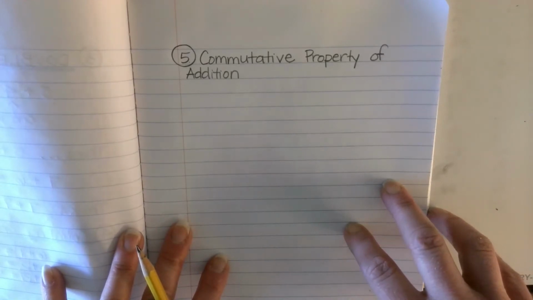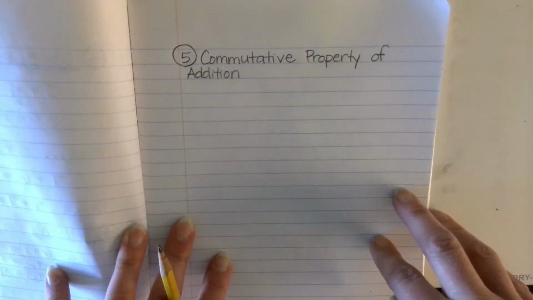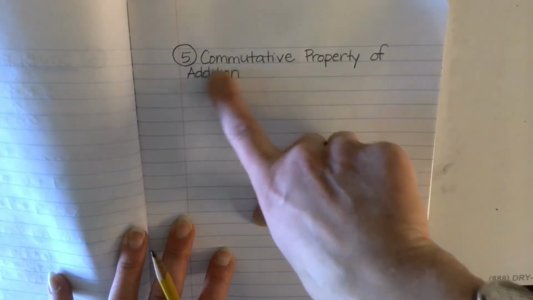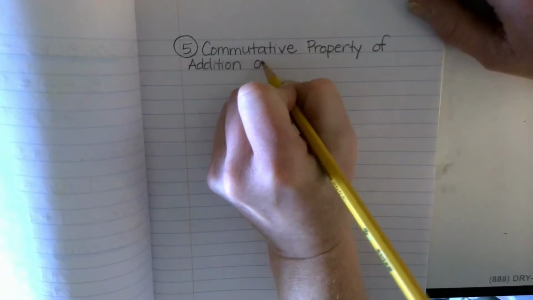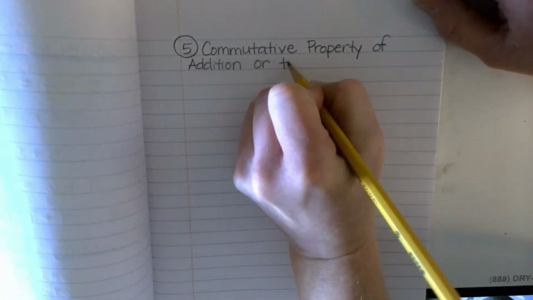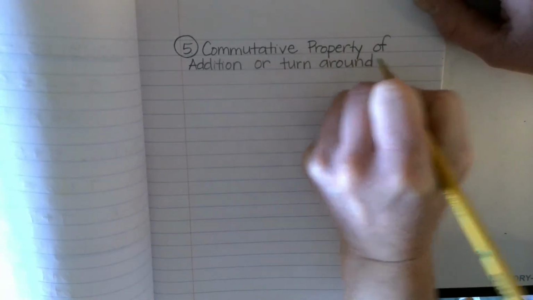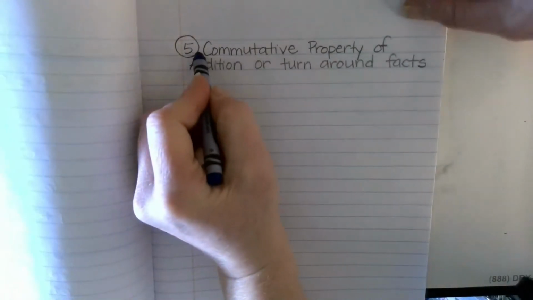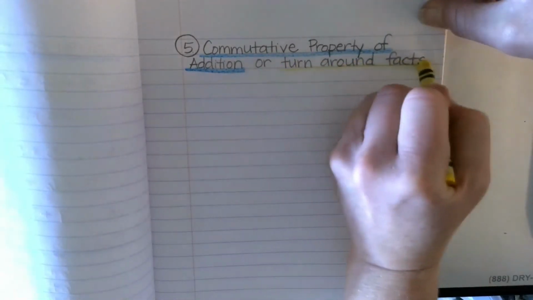Now to commute means to travel from one place to another. So we have that word. So in a second, we're going to talk about why it might be called this. The commutative property of addition, that's the fancy name, or the name you've probably heard of before is called turnaround facts. So I'm just going to highlight the fancy name in blue and the name that's not as fancy in yellow.